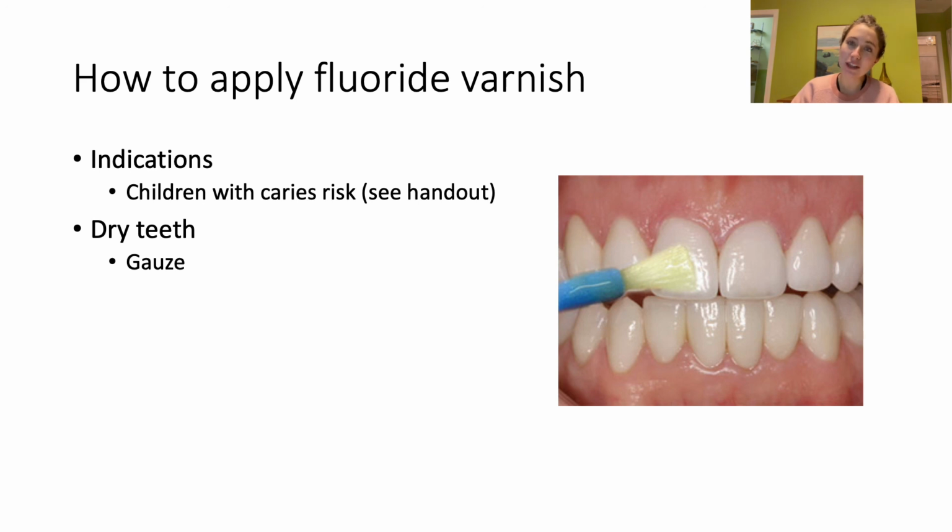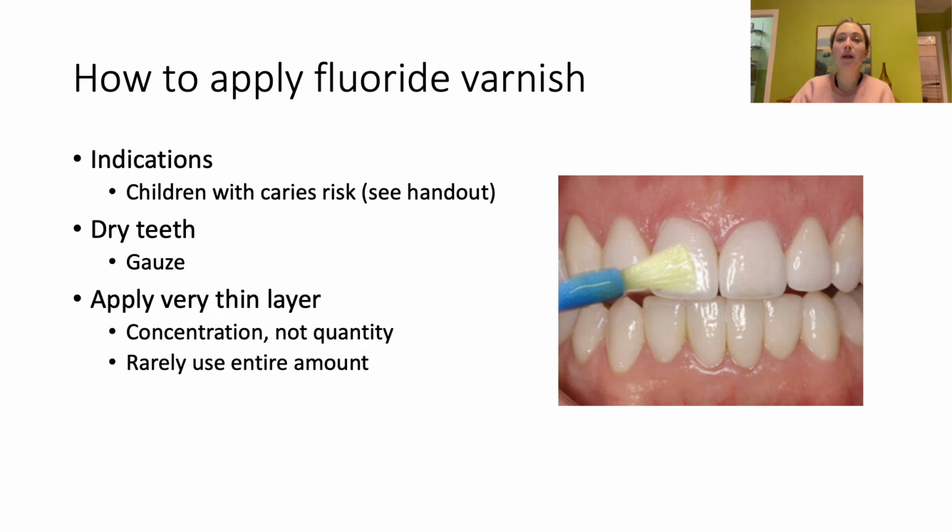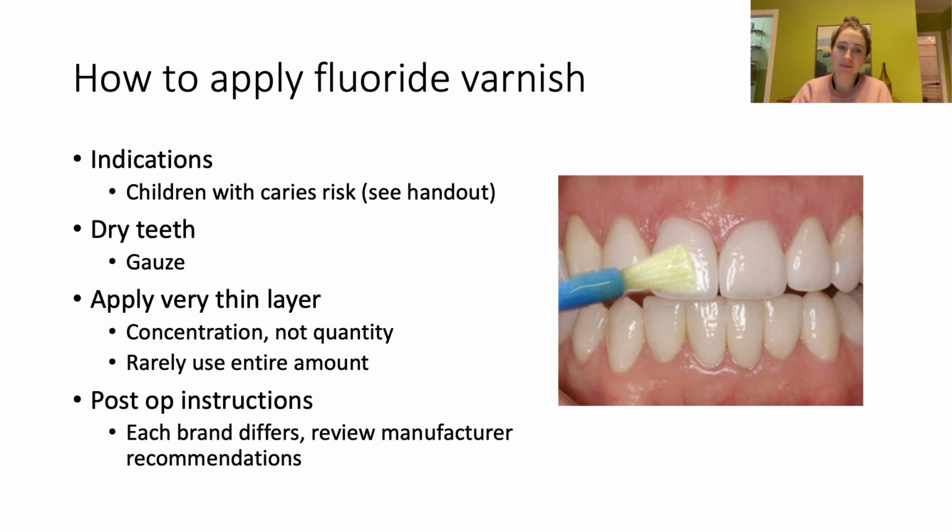What you want to do is dry the teeth beforehand with a little bit of gauze, and then apply a very thin layer. What provides the protection from the cavities is the concentration of the varnish itself. It's not how many layers you paint on the teeth. So I very rarely use the entire amount. So if you have a little 18-month-old and they have 4 teeth, you do not need to use that whole container, just a little bit. For post-op instructions, everyone is different, with their brands. So just review the manufacturer recommendations. There's usually instructions on when the child can resume eating and drinking and when the child can resume brushing.